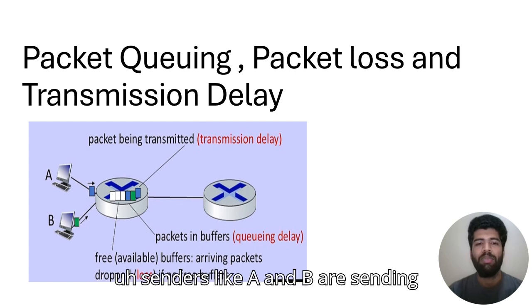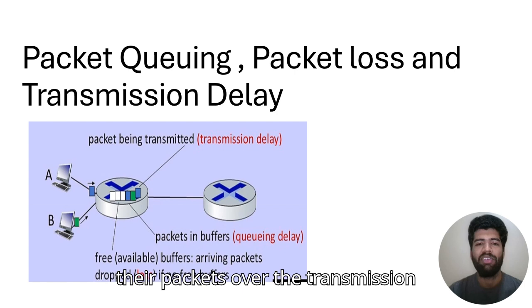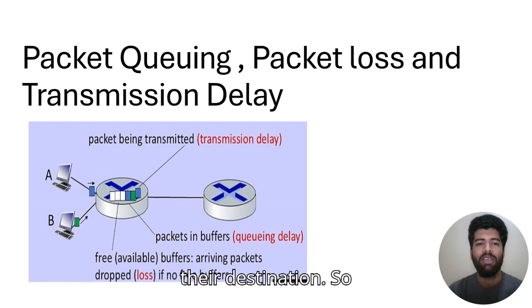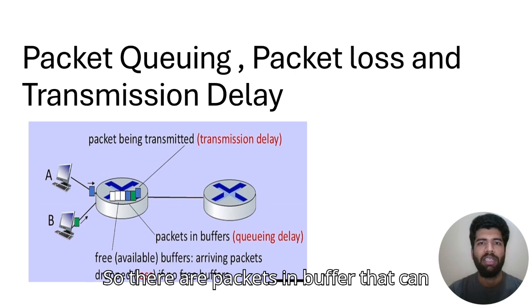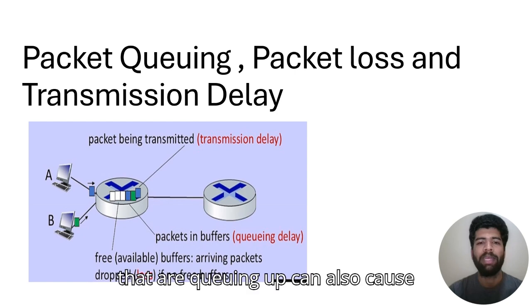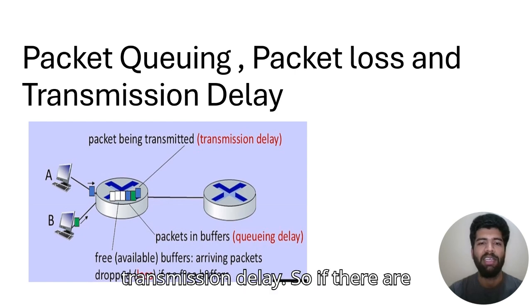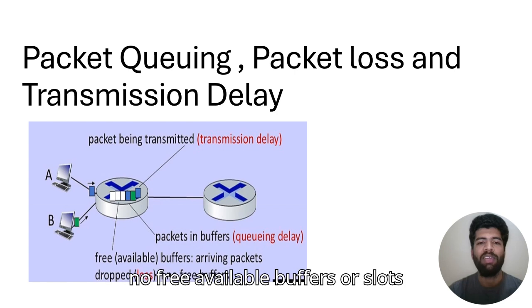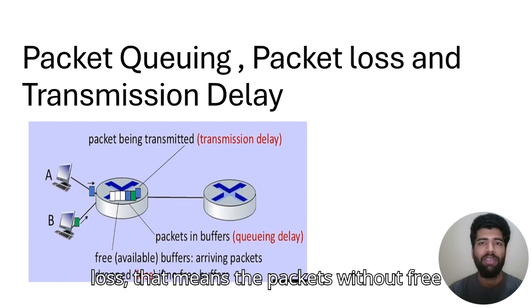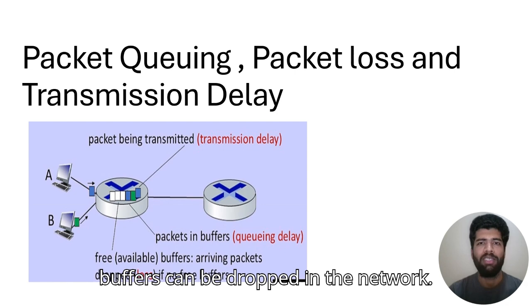From this diagram, as you can see here, senders like A and B are sending their packets over the transmission medium to their destination. There are packets in the buffer that can cause queuing delay, and packets that are queuing up can also cause transmission delay. If there are no free available buffers or slots, then we can experience packet loss. That means the packets without free buffers can be dropped in the network.